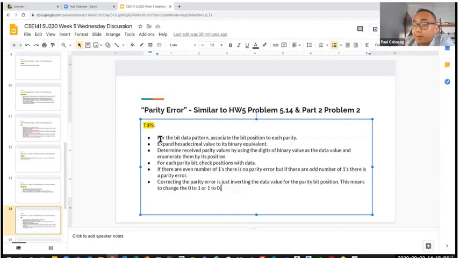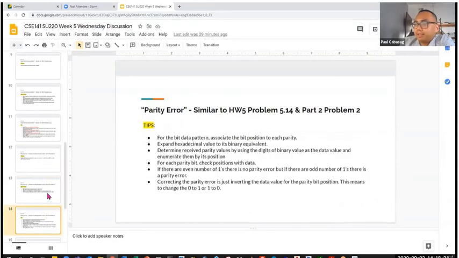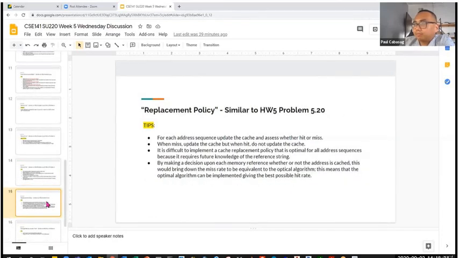Yeah, if you do this graphically, as I said, you have the position and then the data and then the parity values, and once you know what position, you just change the data value. So yeah, those are the steps. If you create that table, the pictorial will really help in pointing out which one you're going to change. So that will be very helpful.